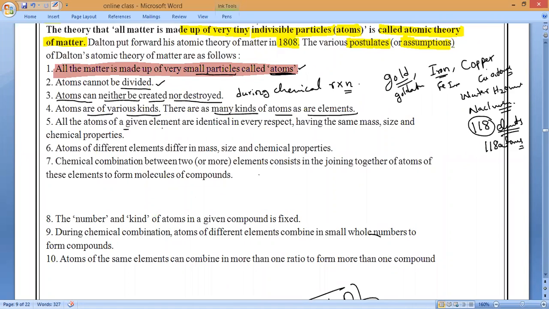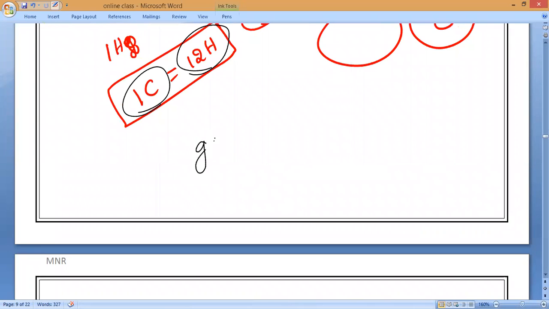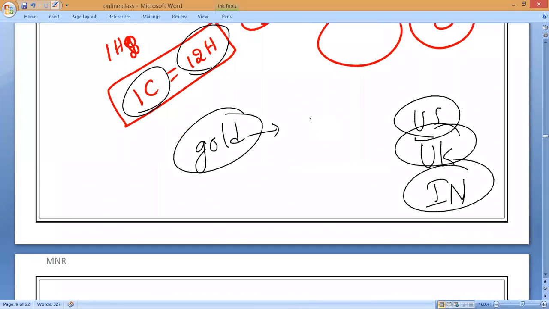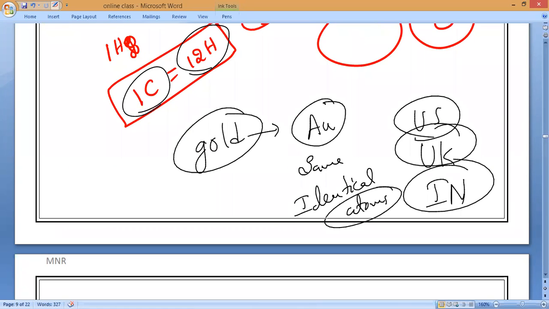All the atoms of a given element are identical in every respect. That means they have the same mass, size, and chemical properties. For example, gold: whether you go to America, the UK, or India, wherever it is, gold is made up of Au atoms. Every atom has the same mass. That is what identical means: same size, same mass, and same chemical properties everywhere in the world.